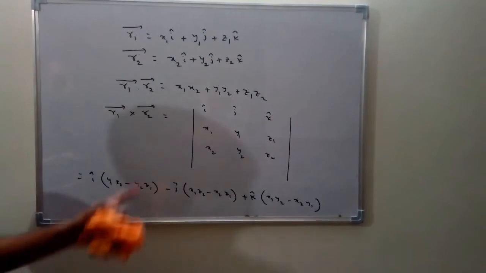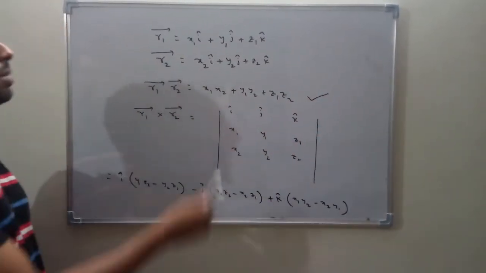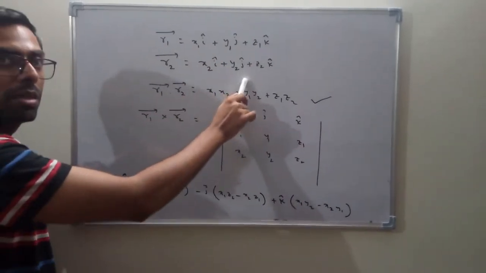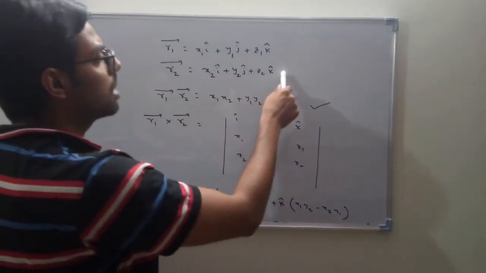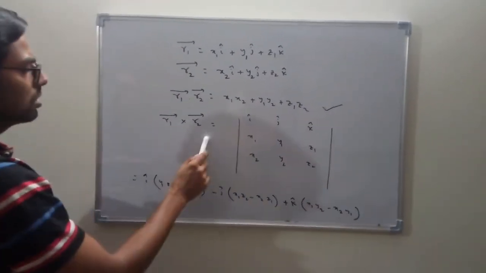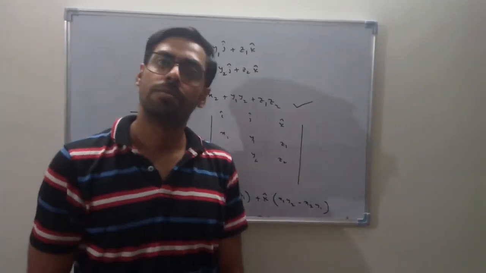So this is the representation of the cross product of two vectors r1 and r2. If r1 is given in this form and r2 is given in this form in free space, in three-dimensional space, and it is represented in Cartesian form, then r1 cross r2 is given by this determinant method. Okay.